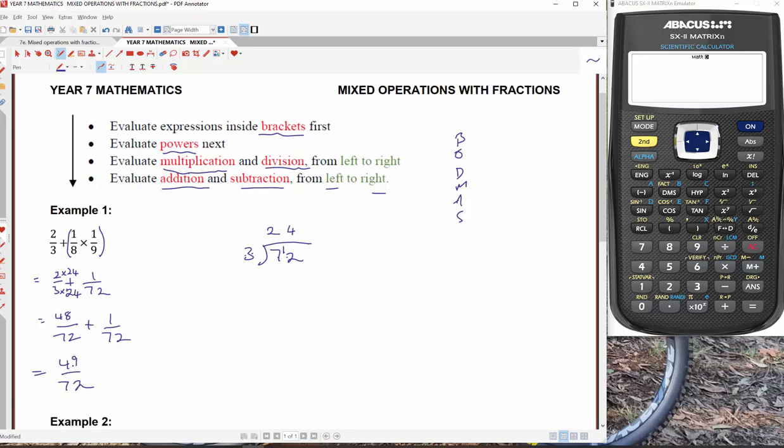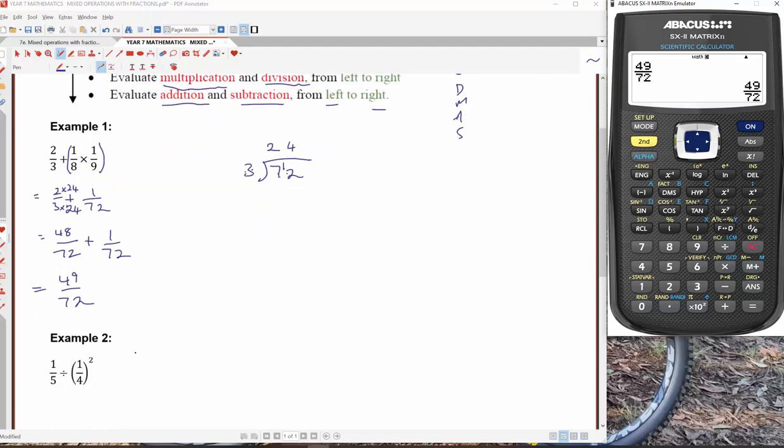A quick check on 49, we'll add the digits together. That's 13. 13 is not divisible by 3, so 3 will not go into 49. So we're done there. Reminder that you can check on your calculator if the fraction can be simplified. So 49 on 72, you just use your N on D button on the Texas Instruments calculator, and it can't be simplified, so that's our best answer.